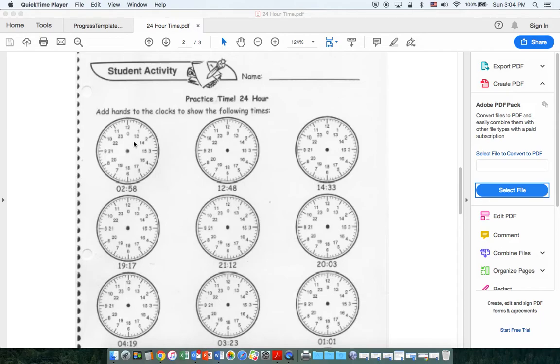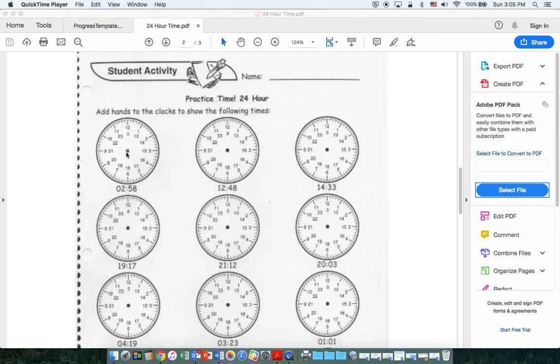Now, let me remind you that 00 represents midnight on the 24-hour clock. It is read as 0 hour. Midnight to 12:59 p.m. on the 24-hour clock is the same, but from 1 p.m. to 11:59 p.m. it goes to a 24-hour clock. That's where you get 13, 14, 15, 16, 17, 18, 19, 20, 21, 22, 23. So let's take a look at these to try and wrap our heads around the 24-hour clock.